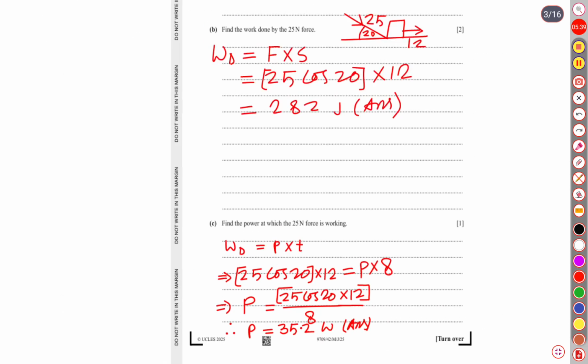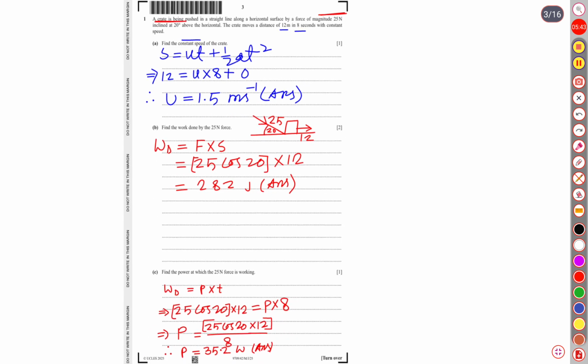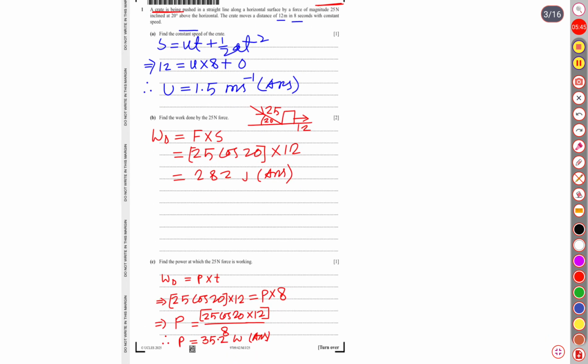Let me show you the whole of the solutions at a glance. Well, let's see what the next question is saying.